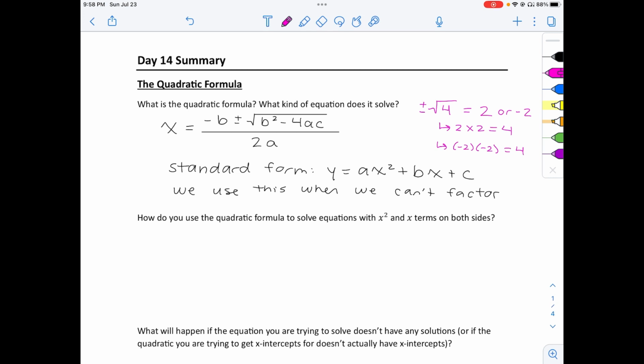Okay, so that's the quadratic formula there. We use it with standard form equations, and we use it when we can't factor. And similar to last week when we looked at solving equations by factoring, if we have equations where there are x squared and x terms on both sides, or really just terms in general on both sides, we bring everything to one side, simplify, and then use the quadratic formula.